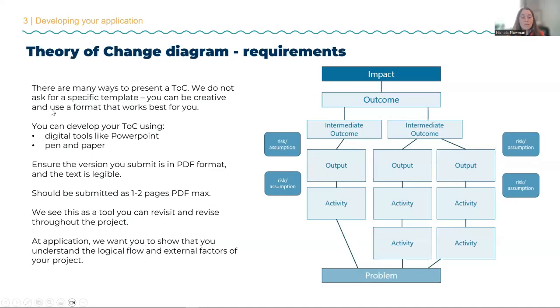So I think I'll just take a pause for breath here, but it would be really great to hear from those of you who said you've got quite a lot of experience in MEL to let us know in the chat what kind of MEL tools do you use, and particularly for theory of change, what have you used in the past for developing your theory of change? I'll read out a few of your responses. So for instance, has anybody used any other digital tools apart from PowerPoint?